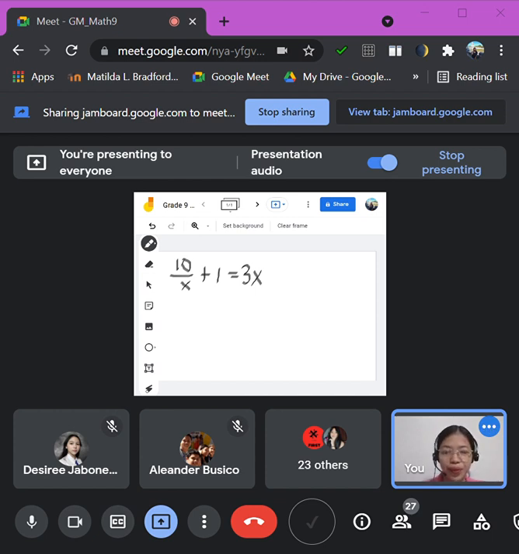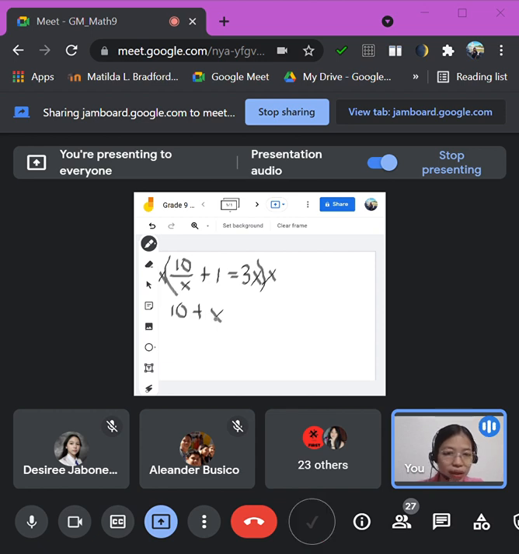The first step here, since we can see fractions because of this x, is to multiply by x, both sides, the left side and the right side. That way the denominator cancels. So x times 10 is 10x, and dividing by x, it becomes just 10. Then x times 1 is plus x. Is it plus, guys? Yeah, plus.